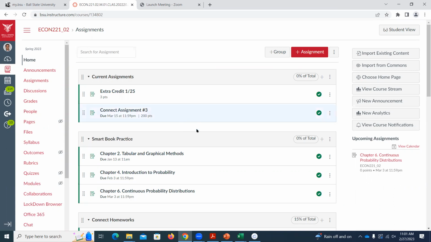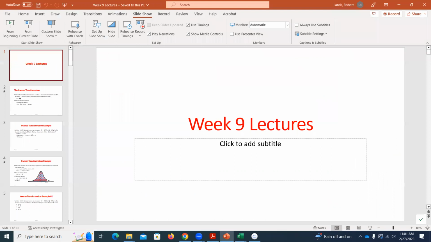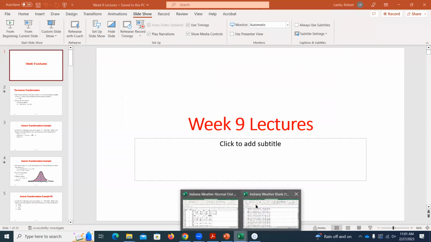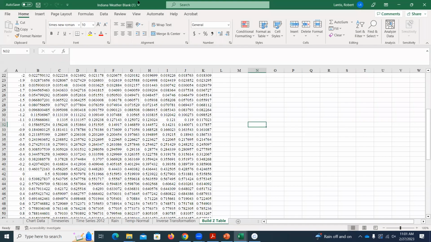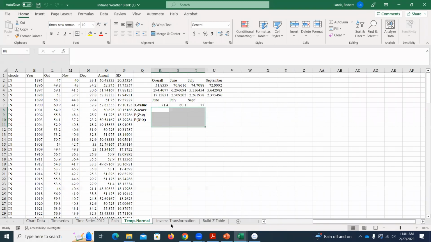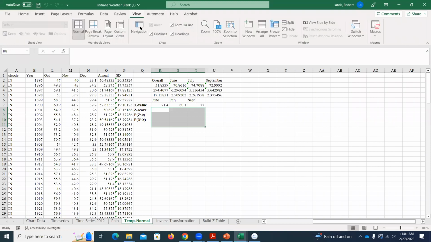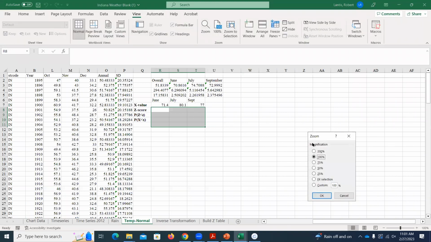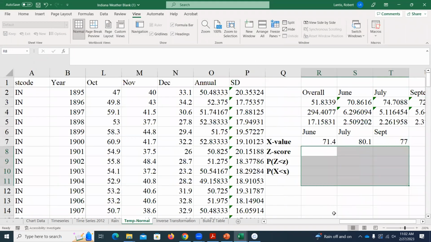Okay? And then we'll start with this Indiana weather blank file. I'm going to try to show you what we did last class, how we do that in Excel. We'll then go back, talk about inverse transformation, and I'll show you how we do that in Excel as well. So we ping pong a little bit here today. If I go to this temp normal, and I'm going to zoom in so we can see what I'm doing. I've got this set up.